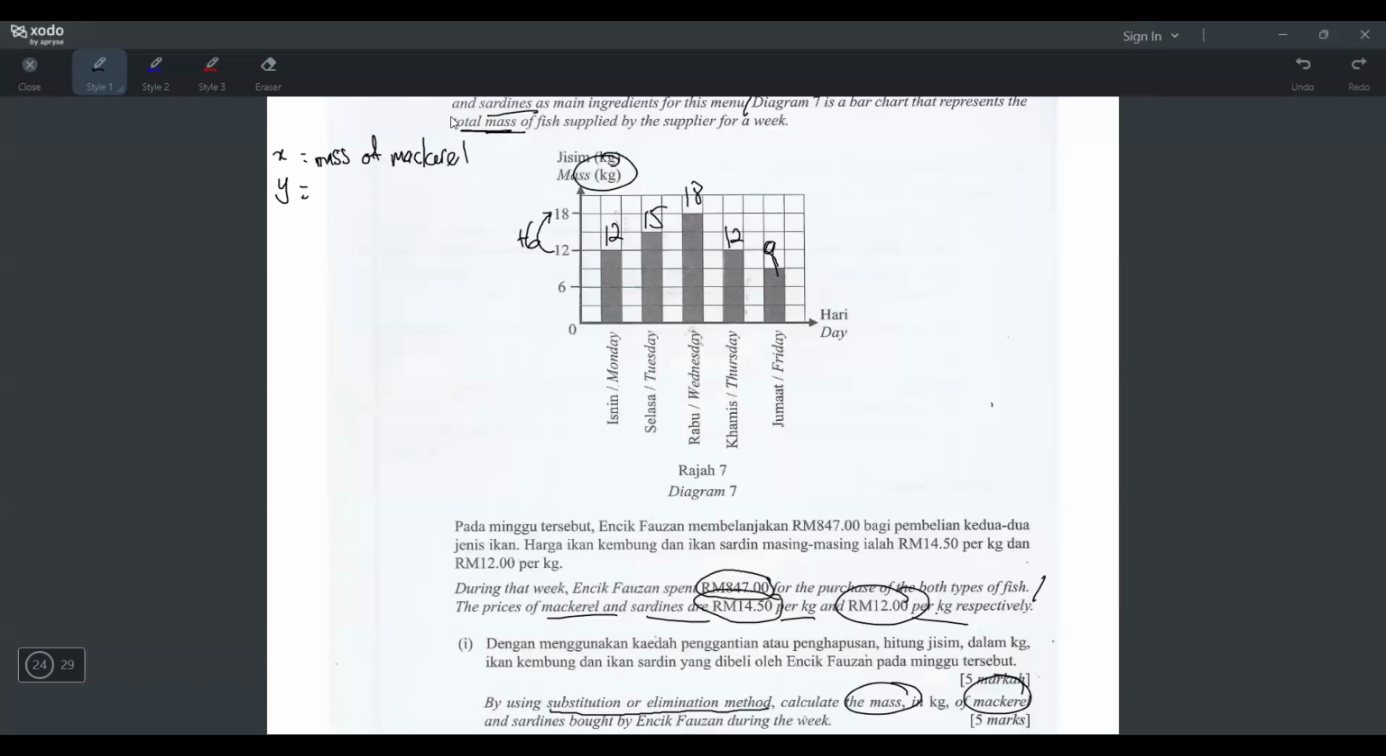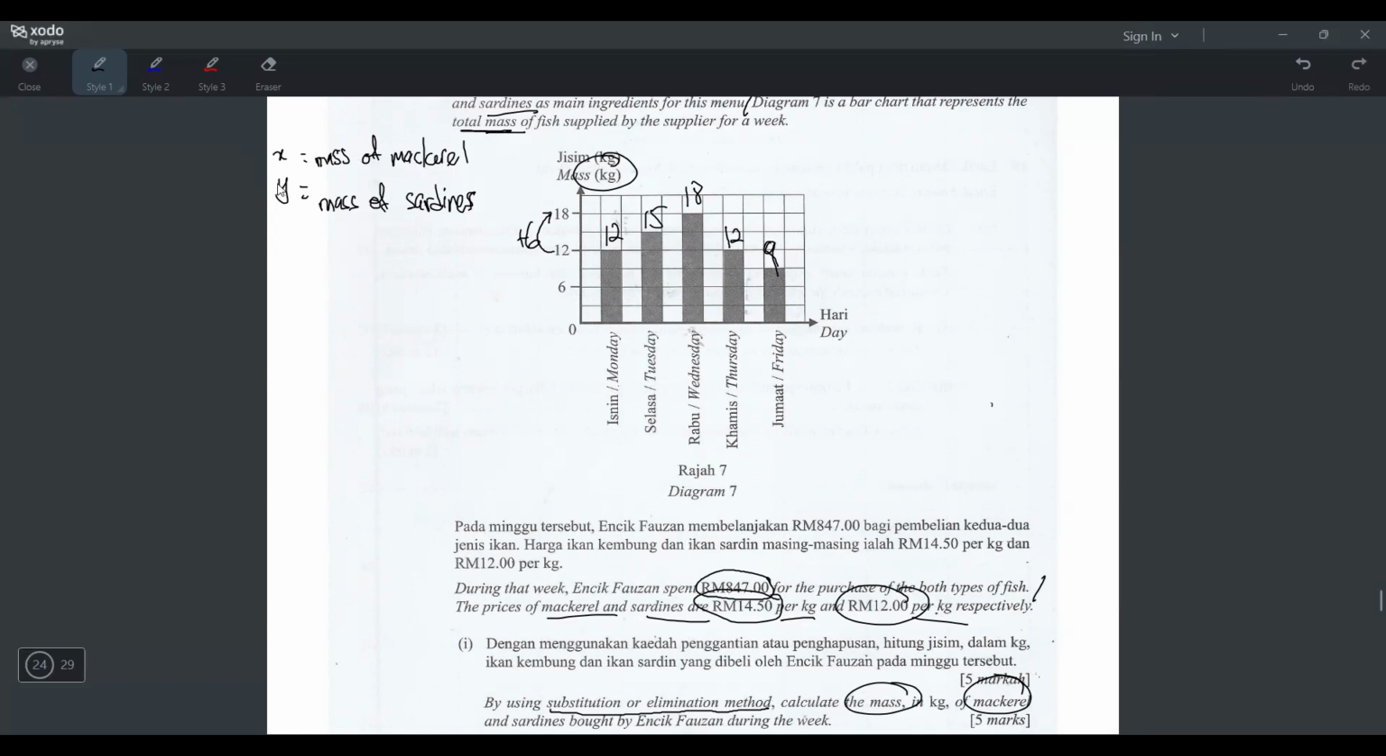Is it mass? Is it number? Is it price? Okay, write specific. The Y will be mass of sardine. Okay, mass of sardine. Because when you write specific, then only it's easy for you to write the inequality later. Now you know what the X and Y represent already. It's the mass of fish, right? And it means the unit of X and Y later is kg.